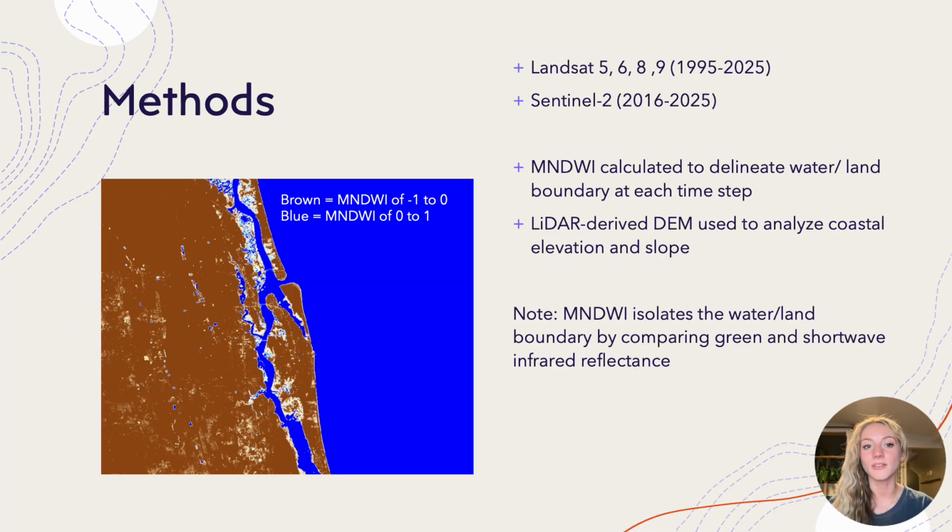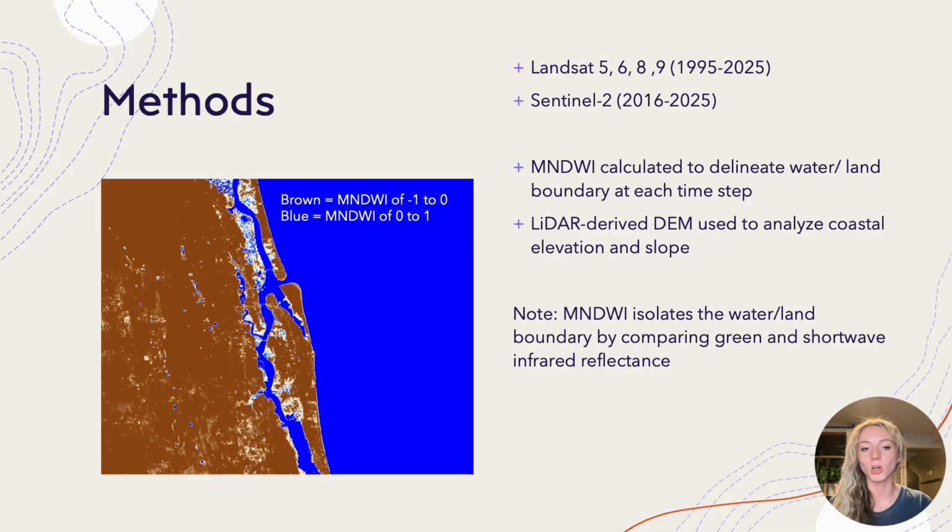In this study, I used Landsat 5, 7, 8, and 9 to create a shoreline change from 1995 to 2025. I also derived MNDWI values to delineate the water and land boundary to calculate that shoreline. This study also uses Landsat as well as Centennial 2 to calculate and show erosion rates along the coast. Additionally, LiDAR-derived DDMs are used to calculate the slope off of the coast and compare it to the erosion rates around the study area.